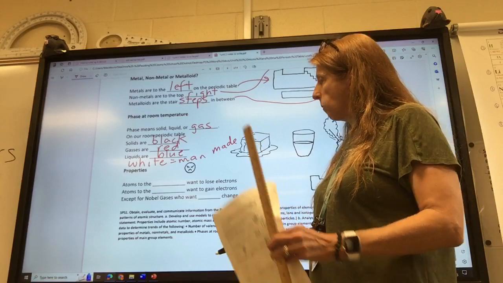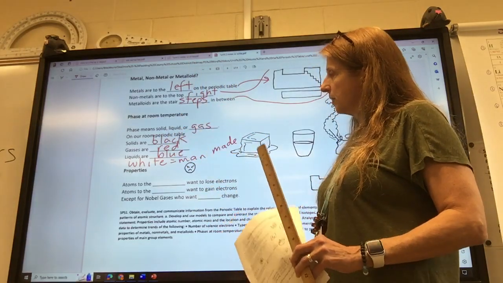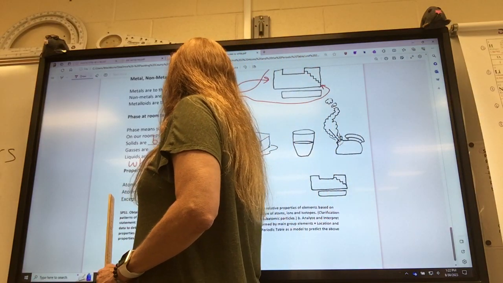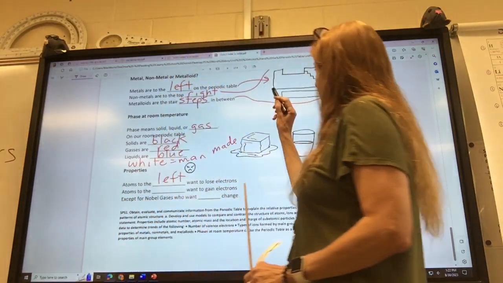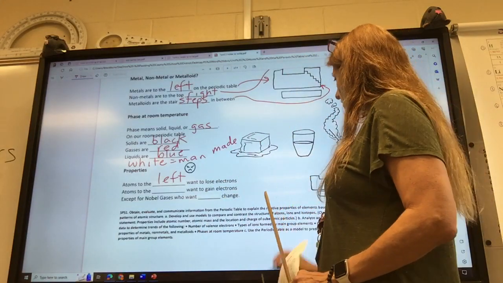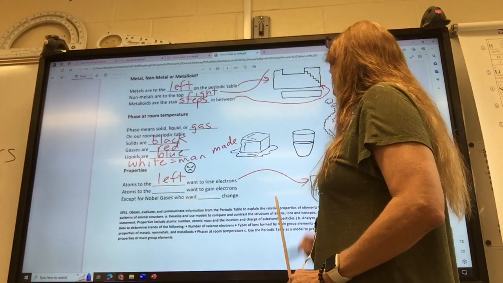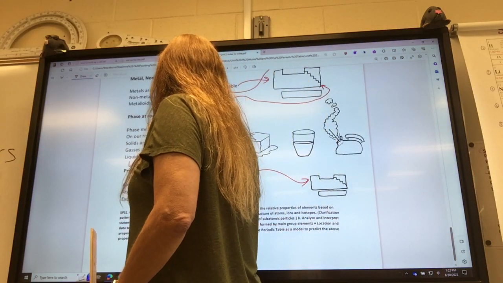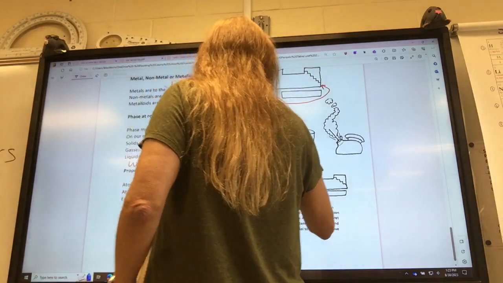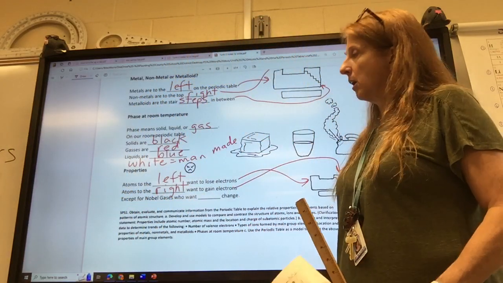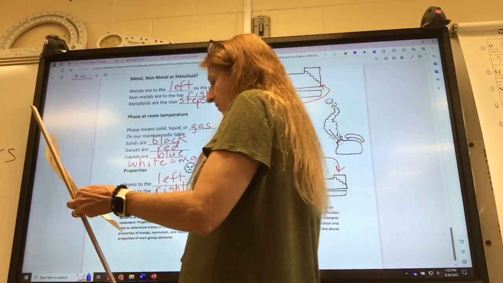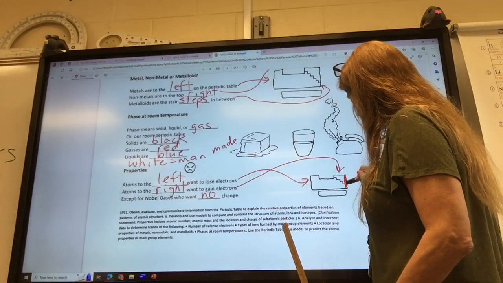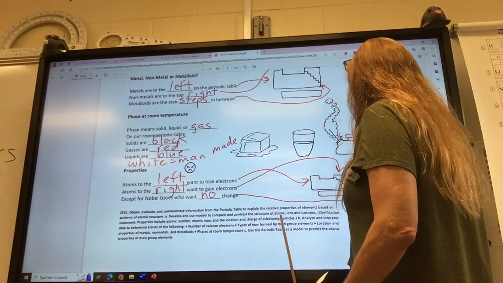Now properties. Okay, so this gives them their properties. Atoms to the left, over on that side, want to lose electrons. The ones on the left want to lose electrons. Atoms to the right want to gain electrons. Except for the noble gases who want no change. Then remember, the noble gases are the ones right down here, and they want no change.